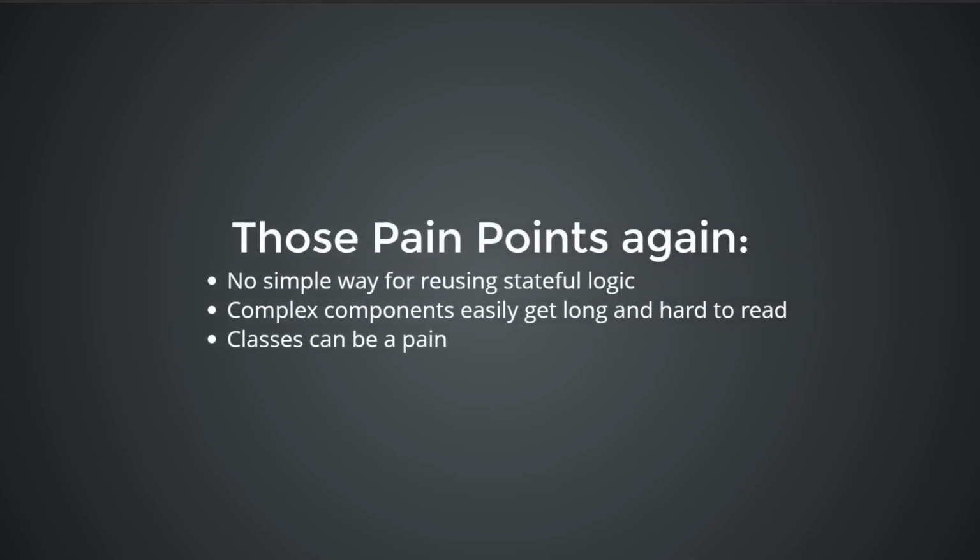So those pain points again. The first one is that there's no simple way for reusing stateful logic. The second one, complex components easily get long and hard to read. And the third one, classes can be a pain. And if you think about it, these are not three separate problems, but three symptoms of one problem, which is React doesn't provide a stateful primitive simpler than class components to handle stateful logic. And so if we can find a better way or a different way to introduce stateful logic and hook into lifecycle events within a component without using classes, then we would solve most of these things.